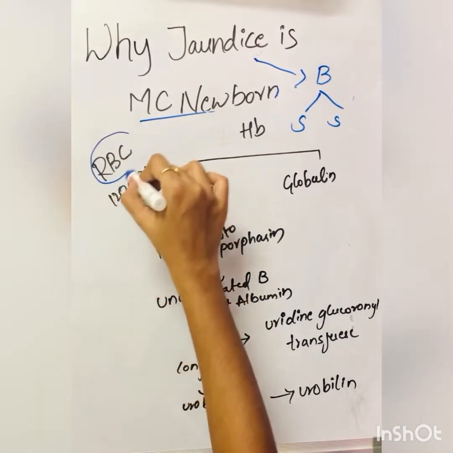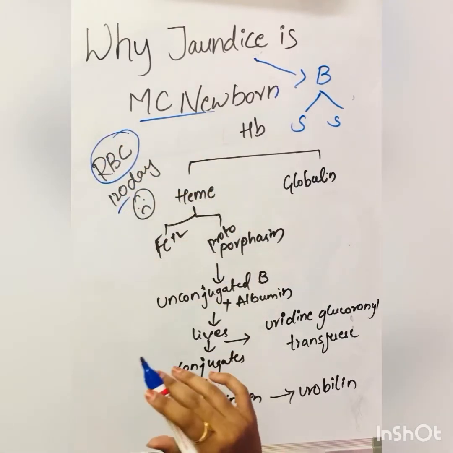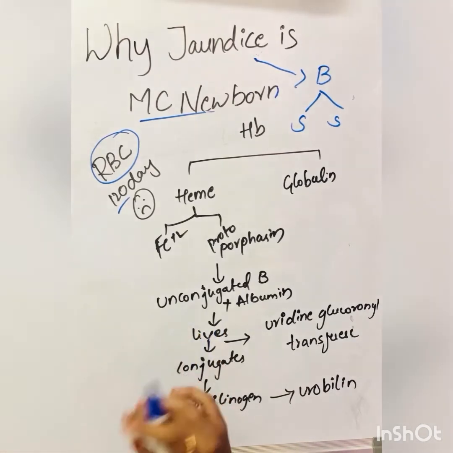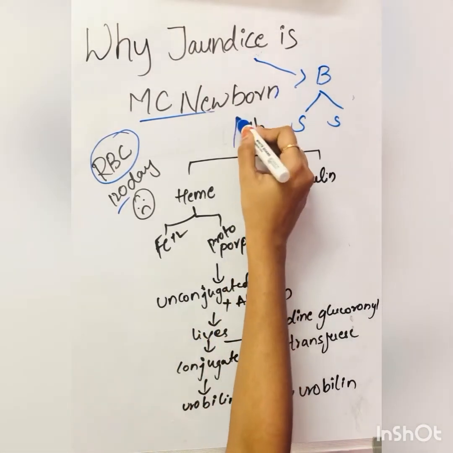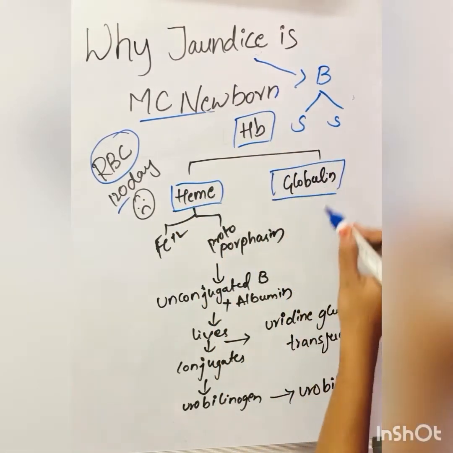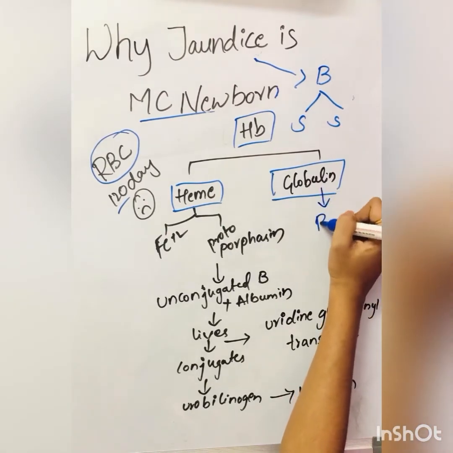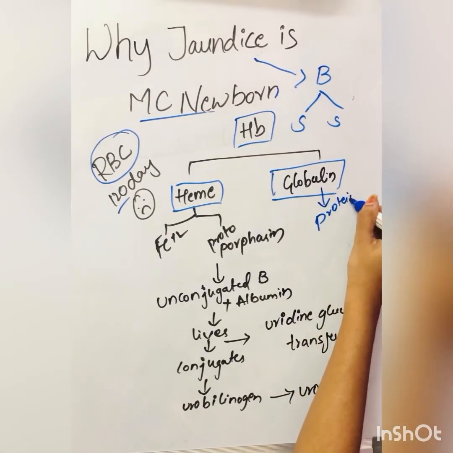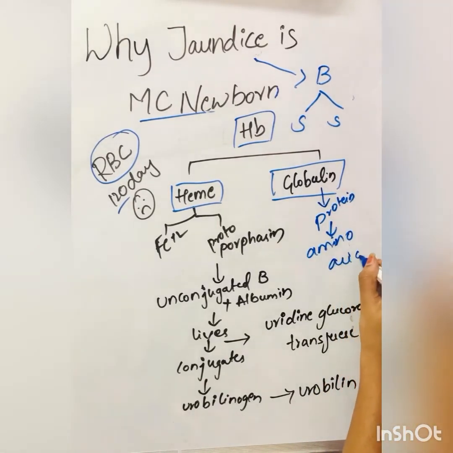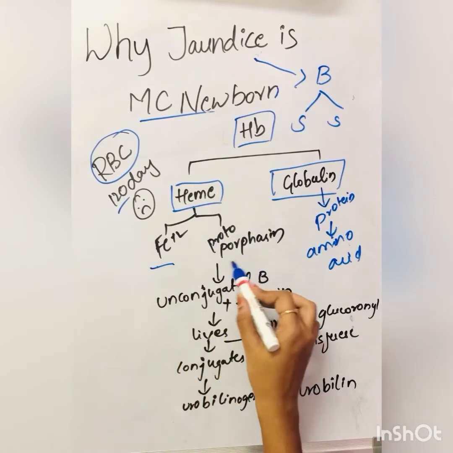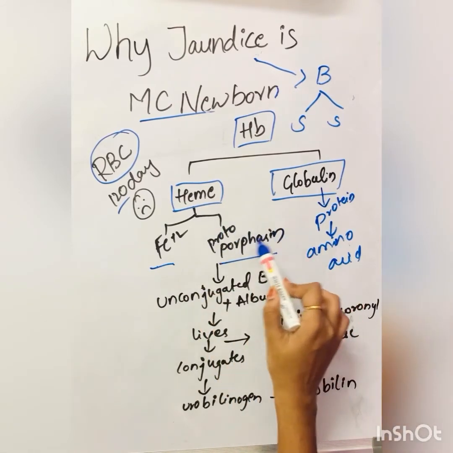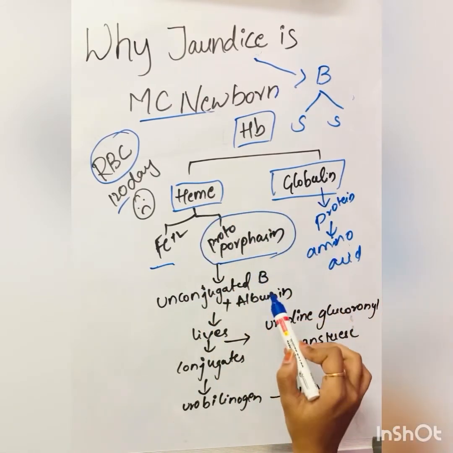The lifespan of the RBC is 120 days. After its lifespan, the RBC undergoes hemolysis, where the hemoglobin is divided into heme and globulin. Globulin is nothing but the protein part, and amino acids are produced from this globulin. The heme part is again divided into two: ferrous, the iron part of the heme, and the other one is protoporphyrin.